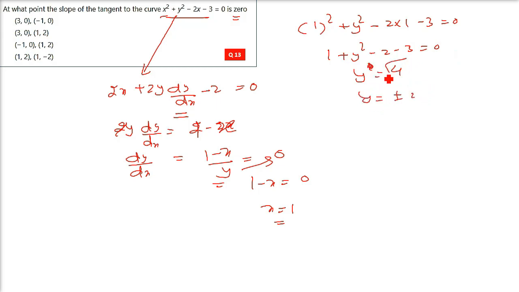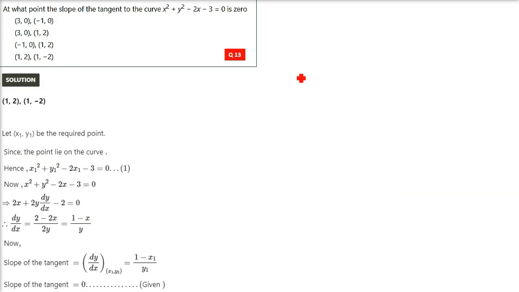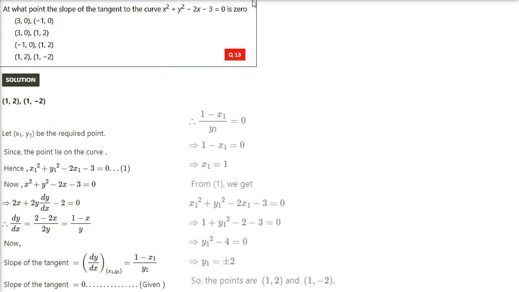You already know it is under root, plus minus. Now x is 1 and then y is 2. Then x is equal to 1 and y is negative 2. So for x, there are two y's. 1, 2 and 1, negative 2. So this 1, 2 and 1, negative 2 is the answer of this question. This is the reference solution for you. If you are trying it yourself, you can just go through it.